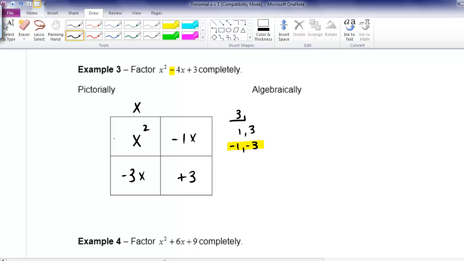Then we just go through our construction. This has to be negative 1, this has to be negative 3. The bottom one is my check to make sure I'm right, and negative 1 times negative 3 is positive 3. So I know that in factored form, this is equal to brackets x minus 1, brackets x minus 3. Let's do it algebraically. So we've done the same thing. We've decomposed, we've broken apart the middle term, and we end up with this.